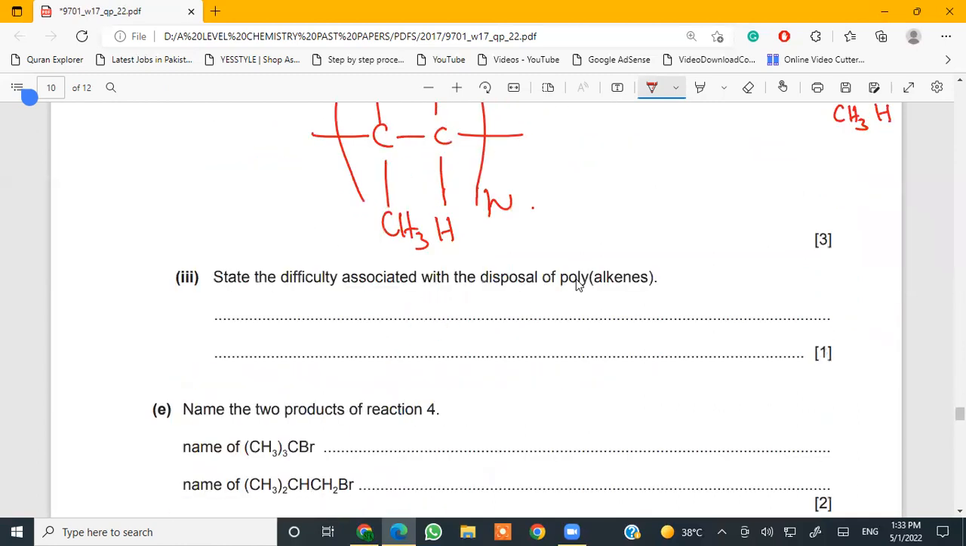Say the difficulty associated with disposing of polyalkenes. They are non-biodegradable. If they are non-biodegradable, they cannot be broken down. That's the only difficulty that you have. They are non-biodegradable plastics. They cannot be broken down by bacteria.